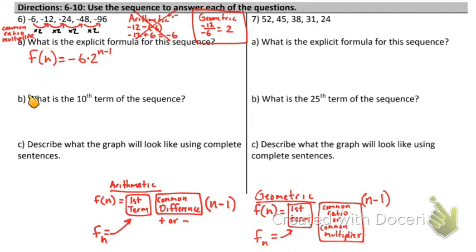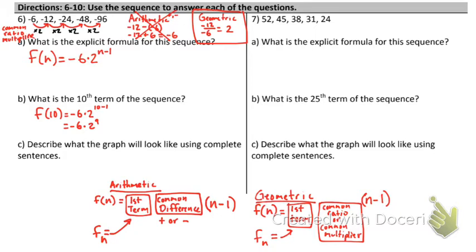Now, once we have this formula, it's really easy to find the 10th term in the sequence. So what we're going to do is plug in 10 for n. So let's do it. Okay, and then we just have to remember order of operations says we want to do exponents first before we multiply. So 10 minus 1 is 9. So this is where we're going to start needing our calculator, because we have 2 to the 9th power. So let me get my calculator out.